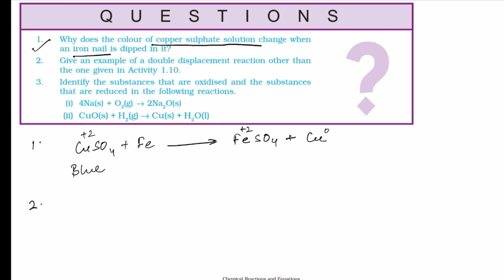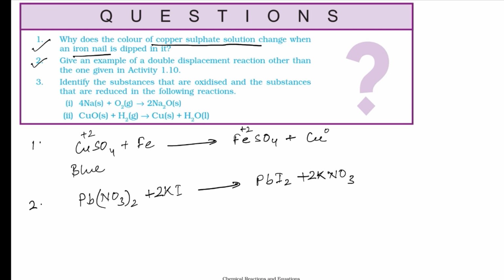Second question. Give an example of double displacement reaction other than the one given in activity 1.10. This is the second one. Another example will be lead nitrate solution plus potassium iodide forms lead iodide plus potassium nitrate. The balanced equation will be with 2KNO3 and here it will be 2KI.